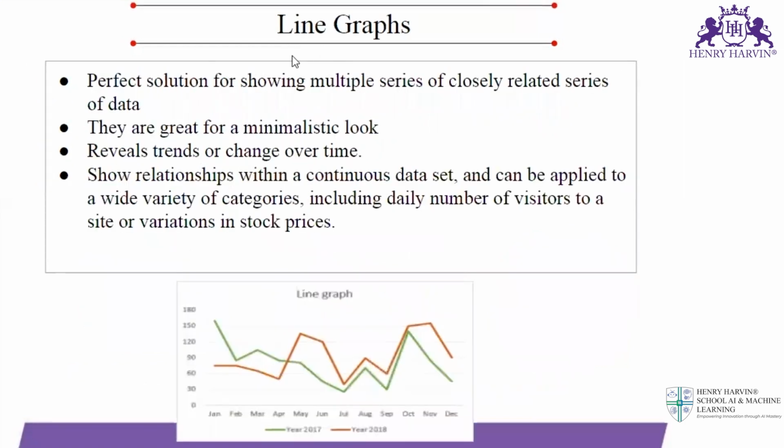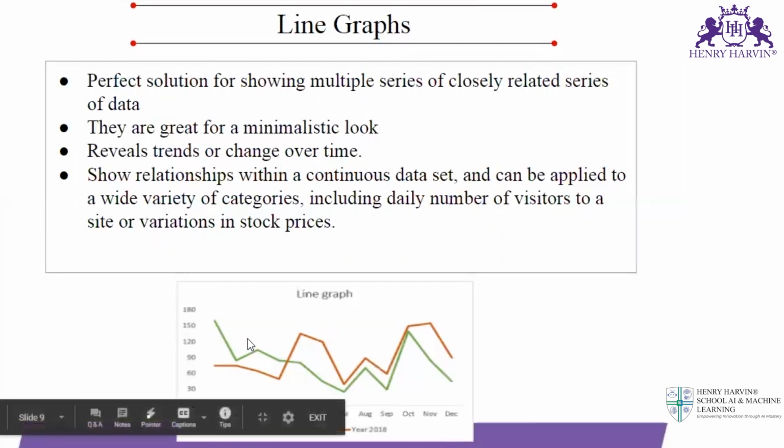The next is line graph. It is the perfect solution for showing multiple series of closely related data. They are great for a minimalistic look. It reveals the trend or change over time. So line graphs help us to show the data set with how it changes over time. For example, the variation in the stock price, or you can include the number of visitors to a site. So it shows a continuous data set and helps to build a relationship with that.